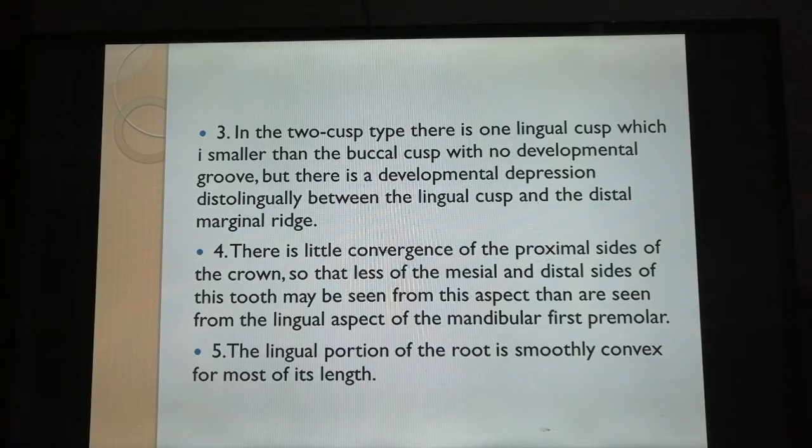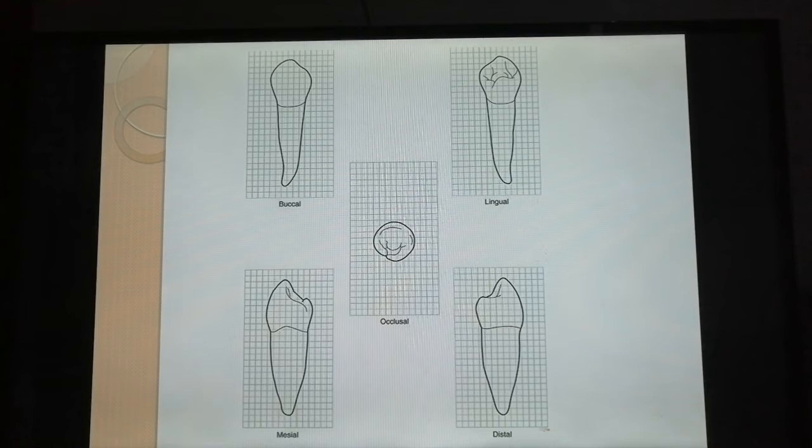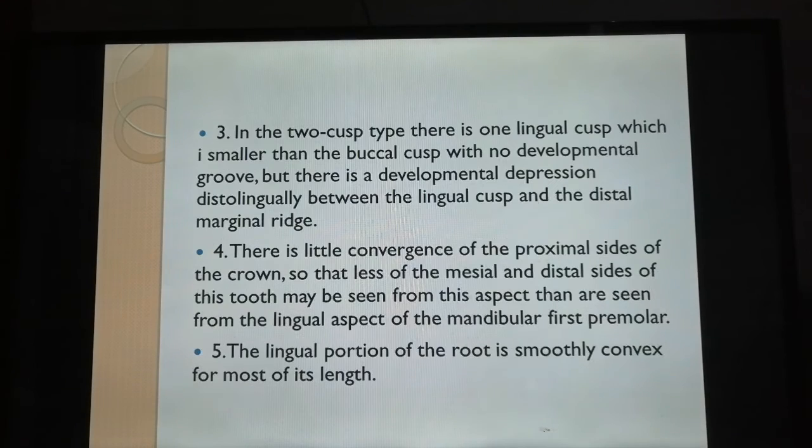Regarding the two cusp type, there is one lingual cusp which is smaller than the buccal cusp with no developmental groove, but there is a developmental depression distolingually between the lingual cusp and the distal marginal ridge. Two cusps, buccal and lingual. As mentioned, here there is a developmental depression distolingually.